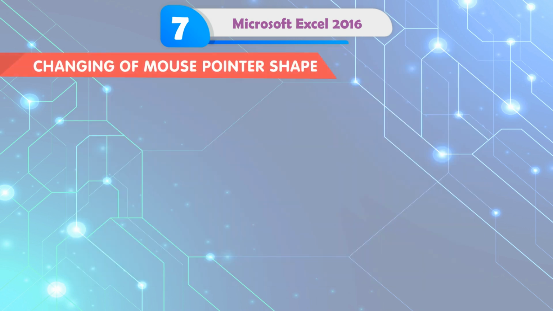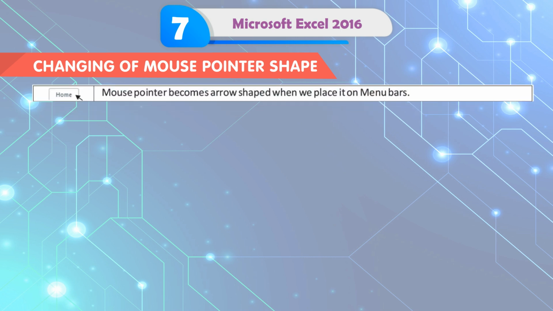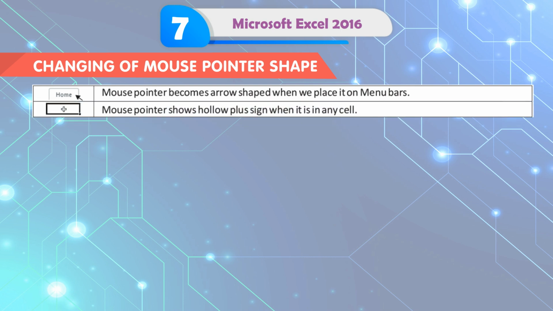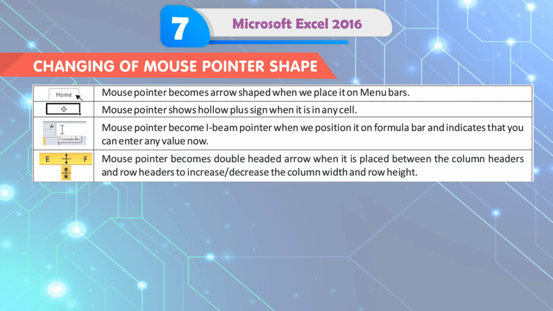Changing of mouse pointer shape. In the MS Excel window, the mouse pointer changes at different locations. Mouse pointer becomes arrow-shaped when we place it on menu bars. Mouse pointer shows a hollow plus sign when it is in any cell. Mouse pointer becomes an I-beam pointer when we position it on the formula bar and indicates that you can enter any value now. Mouse pointer becomes a double-headed arrow when it is placed between the column headers and row headers to increase or decrease the column width and row height.